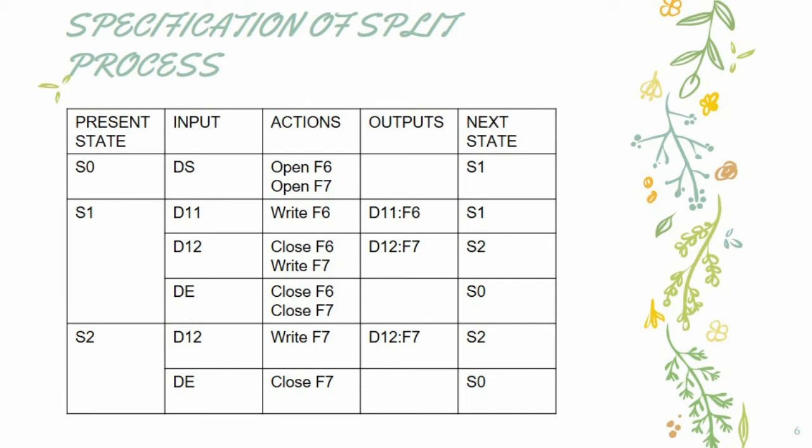On receipt of a D12 message, process split closes F6, writes the message D12 to F7 and goes to state S2. In state S2, split writes 0 or more D12 messages to F7. Then, on receipt of the end of data marker, DE closes F7 and returns to state S0 to await the next transmission.